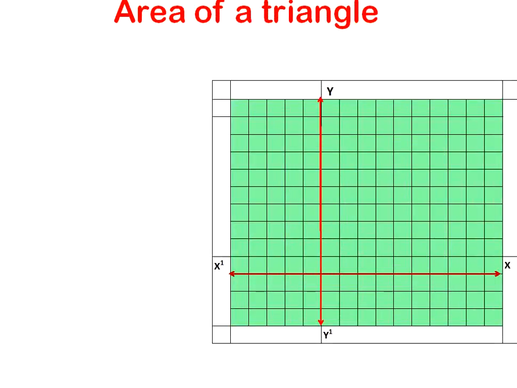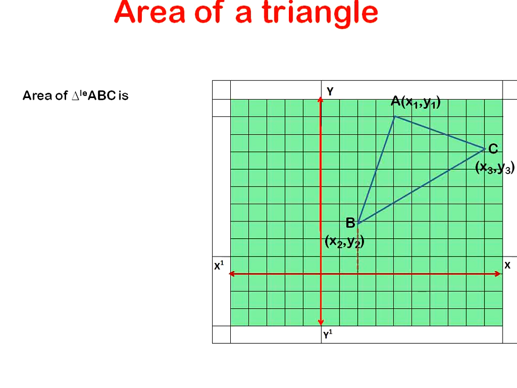So how do we get the area of a triangle? Here we have the x-axis and the y-axis, and here is a triangle. The name of the triangle is ABC. The coordinate point of A is (x1, y1), B is (x2, y2) and C is (x3, y3). Now I have to find the area of the triangle.